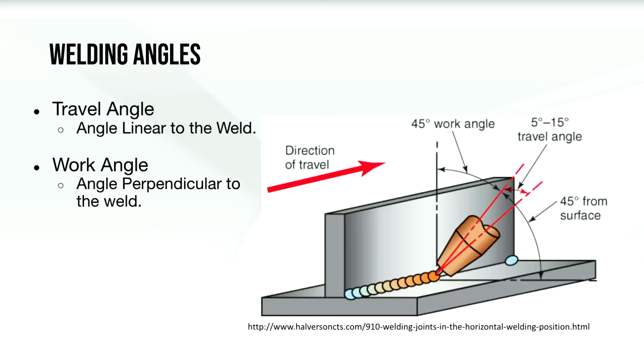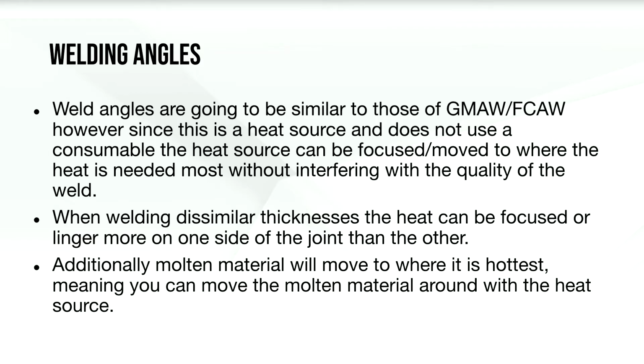Welding angles. Just like all the other processes, the travel angle is a linear angle to the weld, and your work angle is perpendicular to the weld. So if you're looking at a T-joint, you're going to be talking about a 5 to 15 degree travel angle with a 45 degree work angle from each surface. The weld angles are very similar to all the other processes.